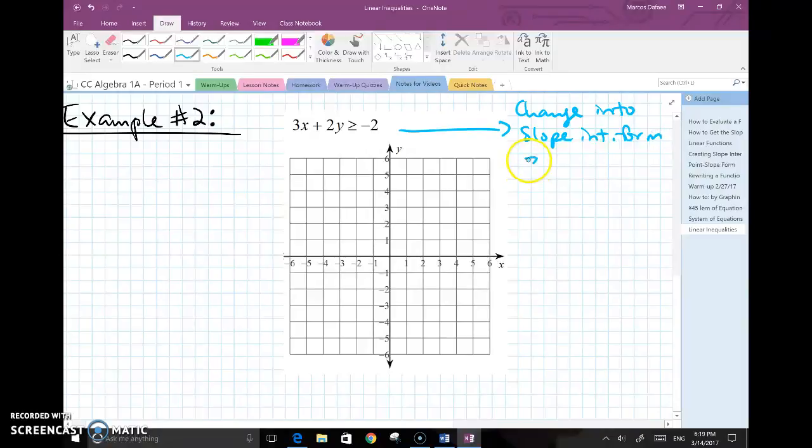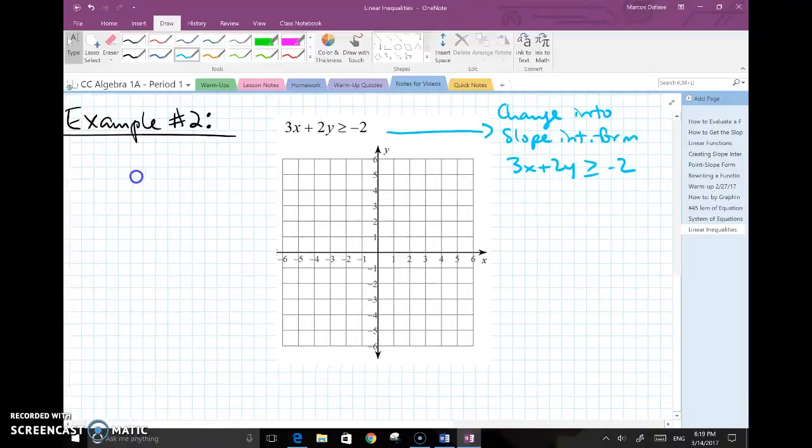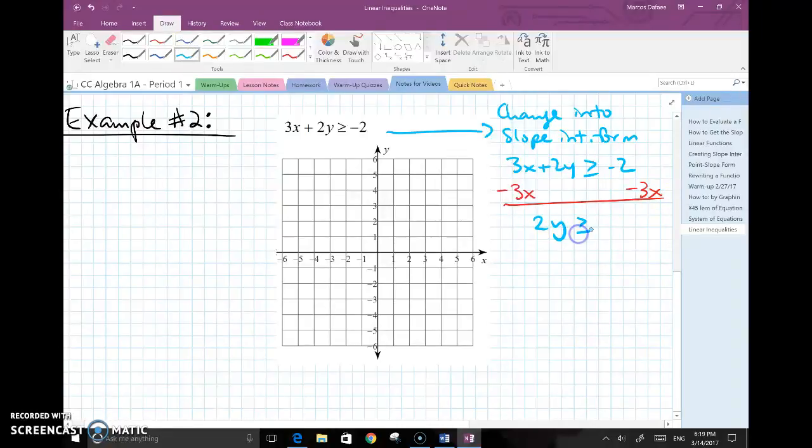Okay, so we have 3x plus 2y is greater than or equal to negative 2. Now, to change it to slope-intercept form, just remember your equation solving skills. I will take this 3x and move it to the other side like this. That leaves me with 2y greater than or equal to negative 3x minus 2. And then I simply have to divide by 2 everywhere. And what I get is y is greater than or equal to negative 3 over 2 x minus 1. Now this is ready to be graphed.